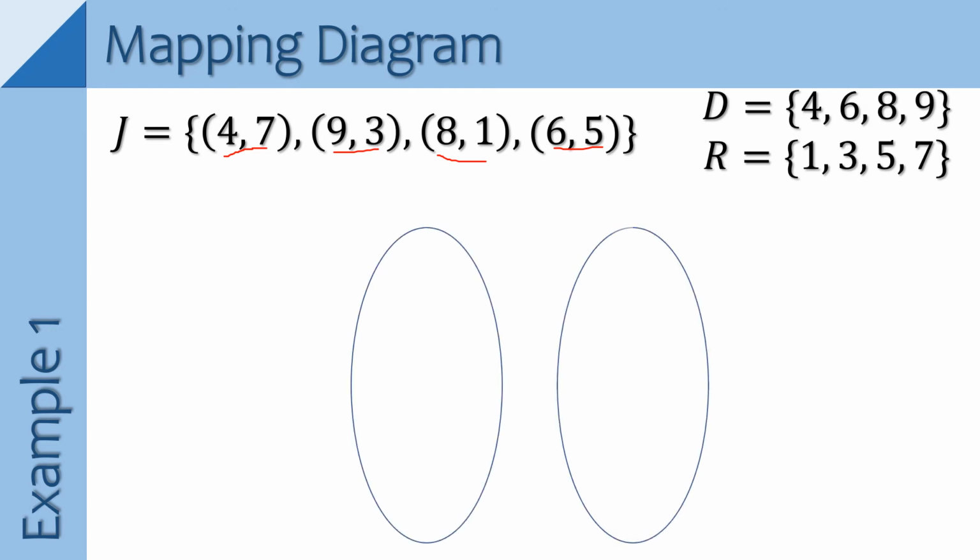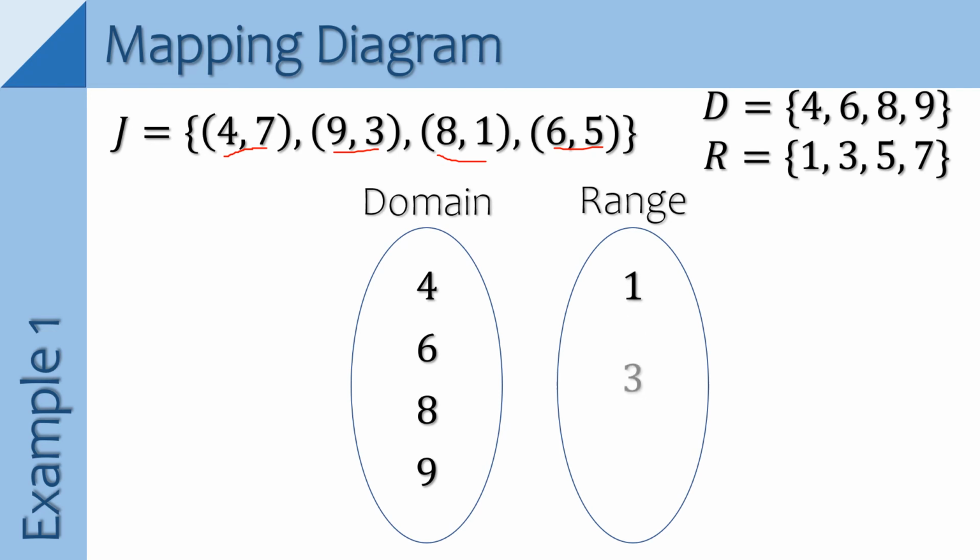Yan. So, sabi dito, ang first column, ito yung domain natin. And then the second column is the range. So, let us write down all the domains, which are 4, 6, 8, and 9. And then for the range, we have 1, 3, 5, and then 7.